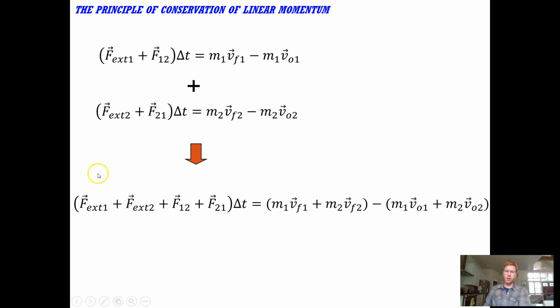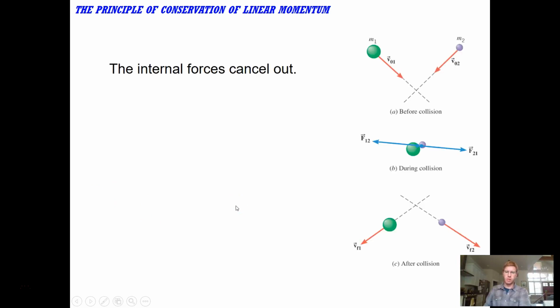If we add those together, we get one big, long, ugly equation. And because of Newton's third law of motion, these two internal forces are equal and opposite to one another. Therefore, boom, we can cancel them out. So what we find then is that the final momentum for the whole system minus the initial momentum of the entire system is just equal to only external forces times change in time.